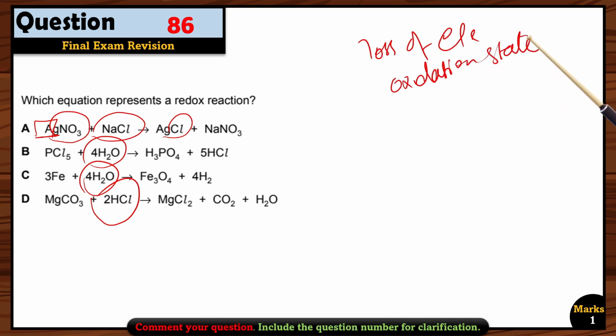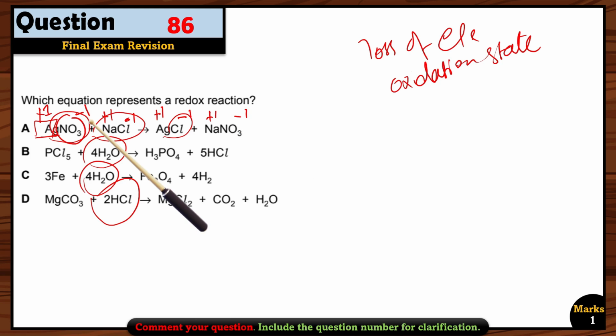If you see, what is the oxidation state of Ag here? It is +1 and NO3 is -1. In the product, it is still the same. Ag is +1, Cl is -1, and Na is +1, NO3 is -1. So nothing changed, no change in the oxidation state. So this reaction is not a redox reaction. Redox reactions are those reactions in which oxidation and reduction take place simultaneously.